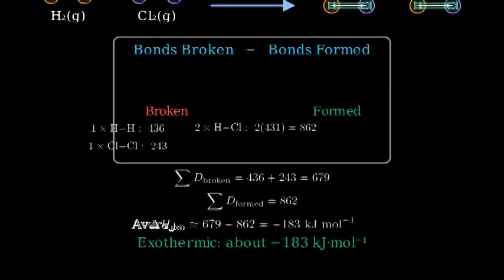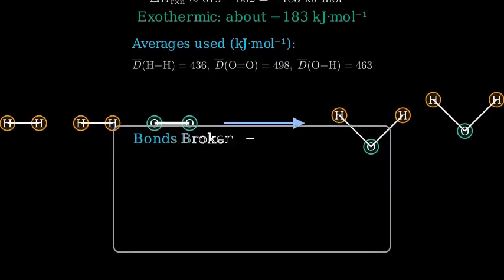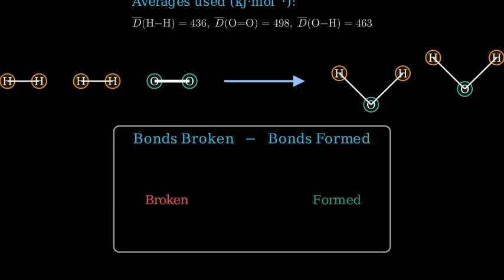Numerical 3. Calculate delta H. 2H2 gas plus O2 gas gives 2H2O gas. Use averages. H-H 436, O double bond O 498, and O-H 463 in kilojoules per mole.